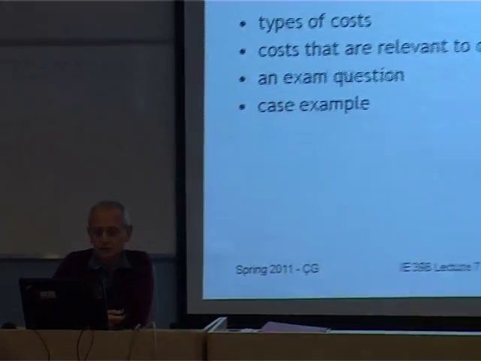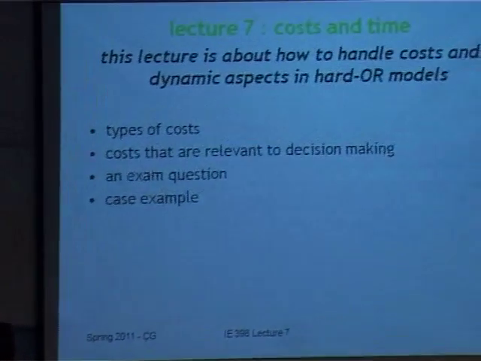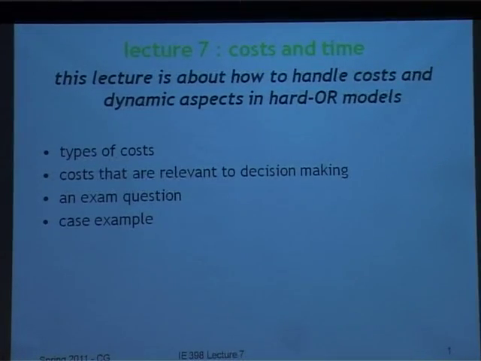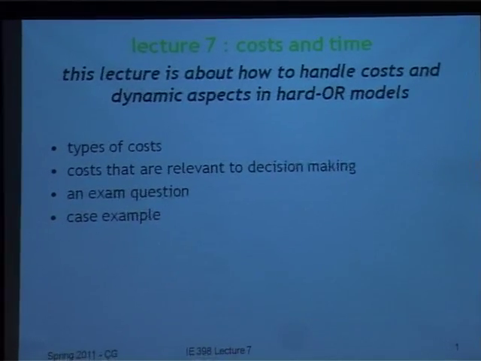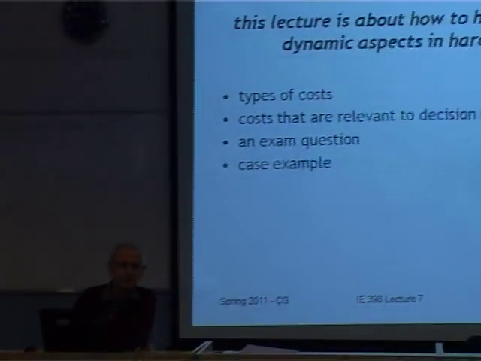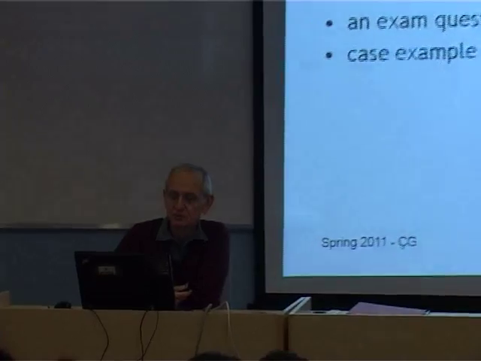So this lecture is about costs, and well, it's not about time. I forgot to erase that. It's about costs, only costs. We have types of costs, first of all, then costs that are relevant to decision making. We discuss what these are. I have included an examination question that I used some years ago about costs. Now, this examination question has been used last year and the year before also in the problem sessions, but I thought it was better to put it into the lecture itself. And finally, we have the case, the Champion Galore case.